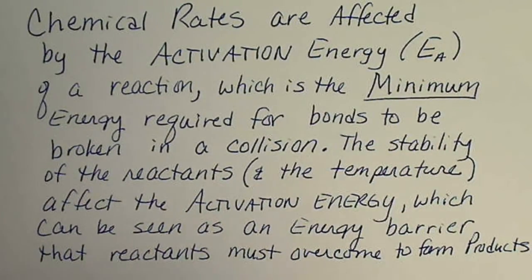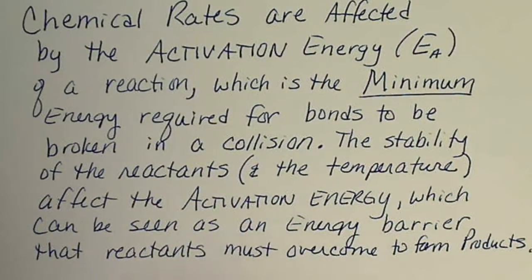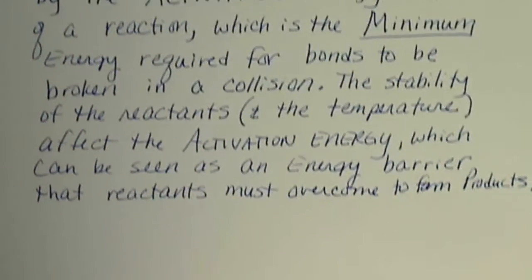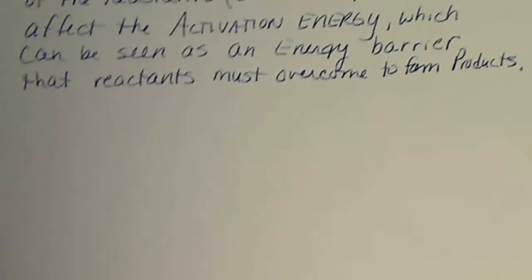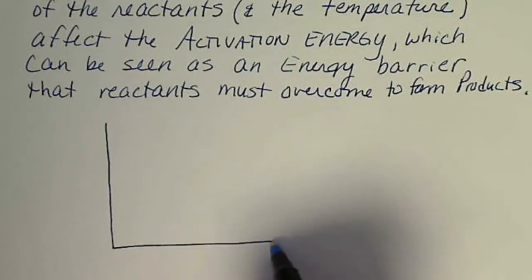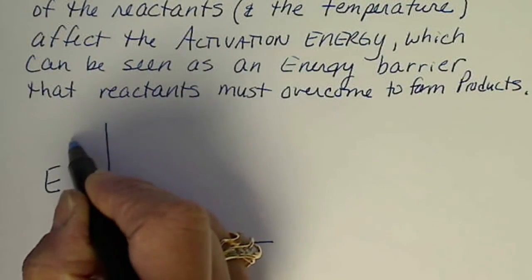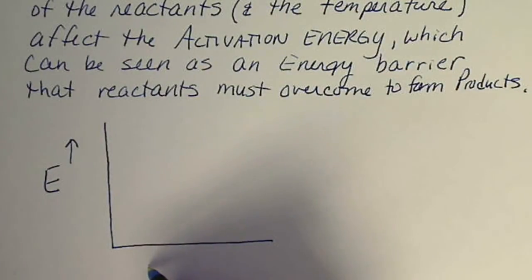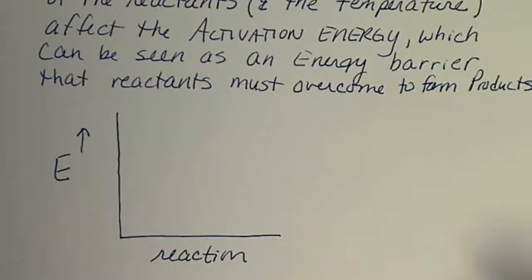We're going to draw a diagram depicting the activation energy, and it looks like a hill, or it's an energy barrier that the reactants have to overcome in order to form products. So I'm going to slide this up and actually draw an energy diagram, or we might call it an energy profile, where energy increases going up the y-axis, and this is just the course of the reaction across the bottom.